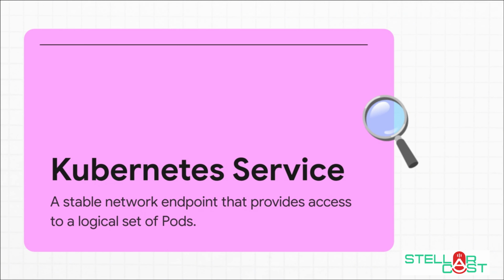And finally, the service. Okay, so pods can come and go, right? They get replaced, they get updated, which means their internal addresses are always changing. A service acts like a permanent street address for your application. It gives you one single stable endpoint to send traffic to, and it's smart enough to route that traffic to whichever healthy pod is ready to handle the request.